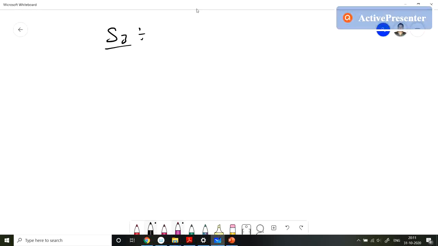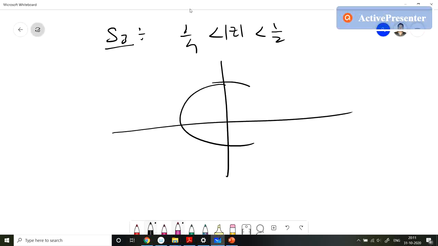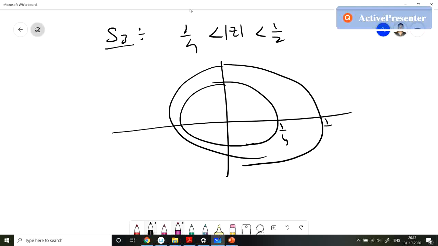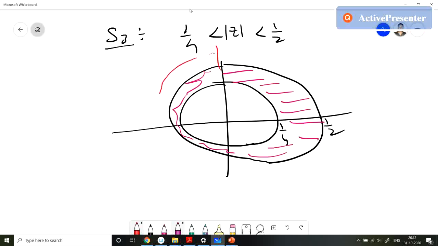The third system is S3, and S3 is given that the ROC is 1 by 4 less than modulus of z less than 1 by 2. So this is the first circle of 1 by 4, and the second circle of 1 by 2. Then the ROC is in between 1 by 4 and 1 by 2. So this is the ROC. Again we have the unit circle.